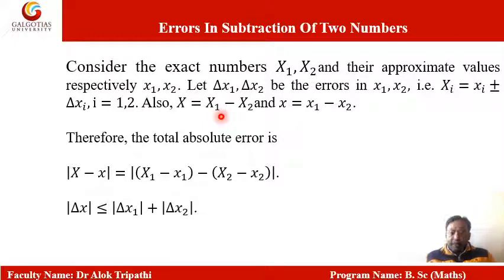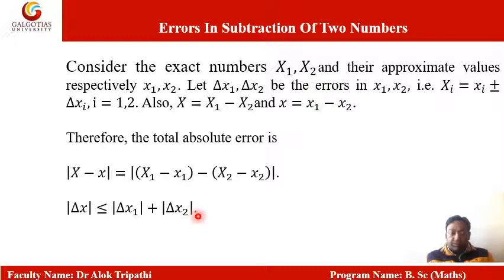Now we shall calculate the absolute error. So absolute error is given by mod of true value minus approximate value. So it becomes mod of capital X minus small x. This will give you mod of capital X1 minus small x1 minus capital X2 minus small x2. Using the property of absolute value function, we shall get mod of delta x, this is the error in x, which is less than or equal to mod of delta x1 plus mod of delta x2.